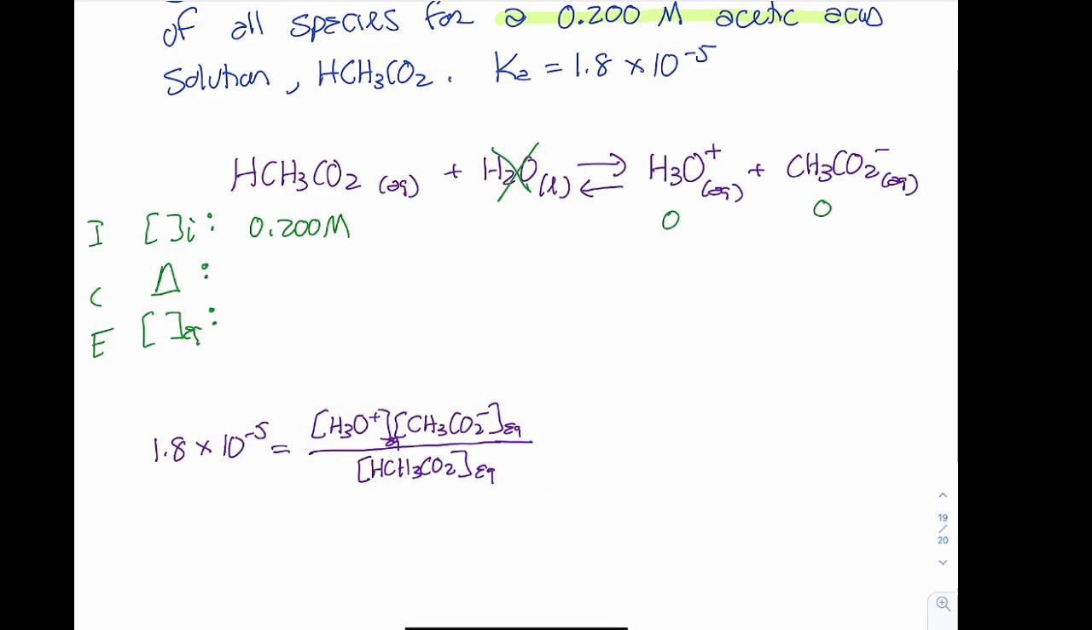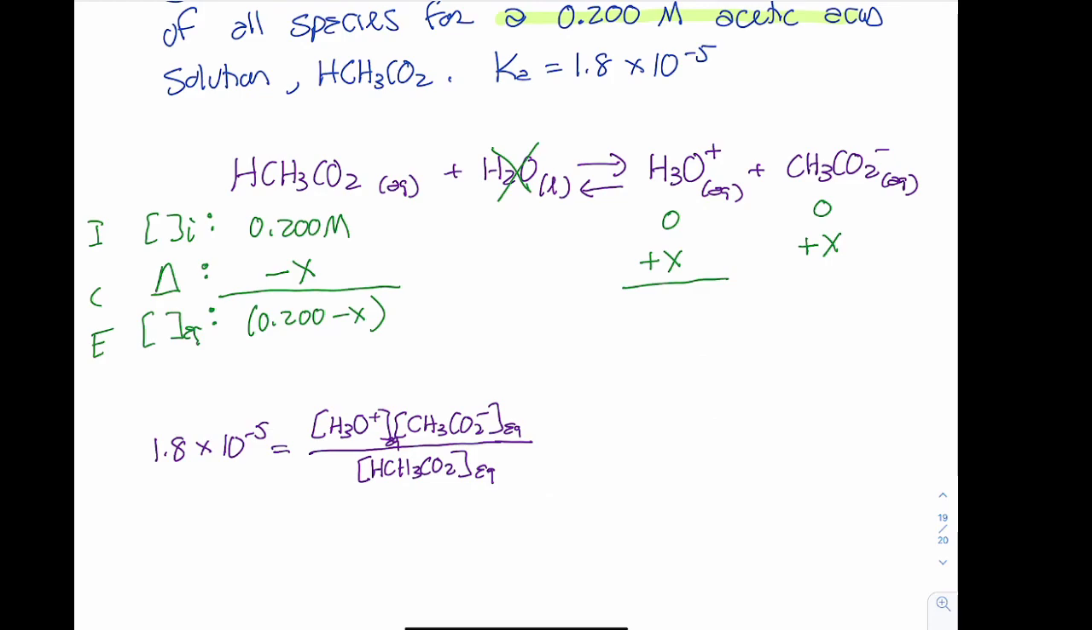And then it's going to react. We're going to lose some unknown amount, so I'm going to call that X. I'm going to gain that on my product side. Remember that if we need a coefficient in front of X, it's the same as the coefficient in my balanced chemical equation. So because I have coefficients of 1 in front of everything, it's just 1X. And then at equilibrium, what I started out with minus what we lost.